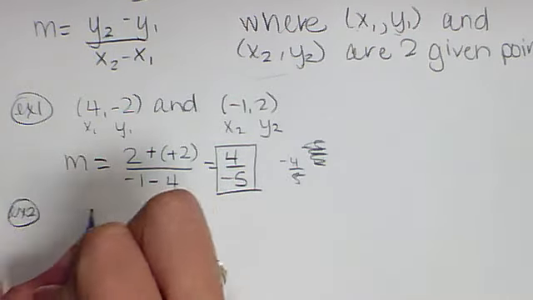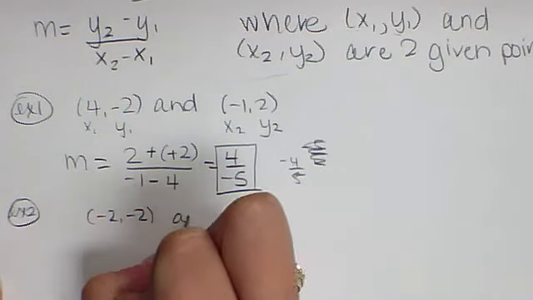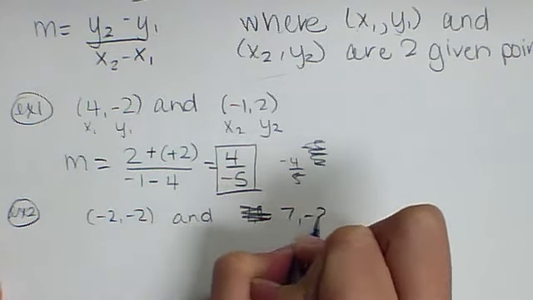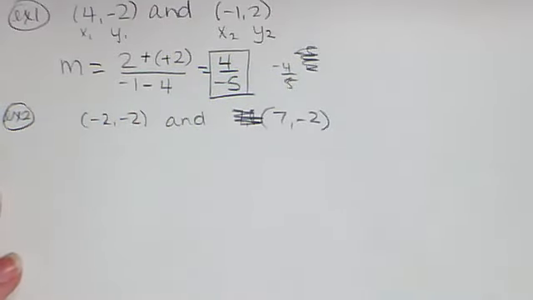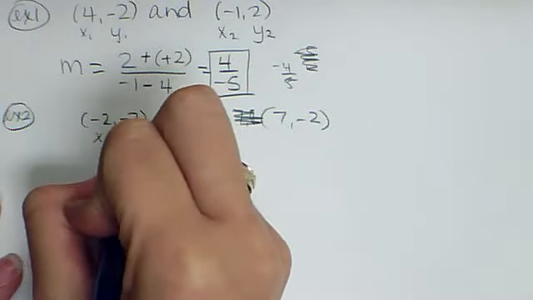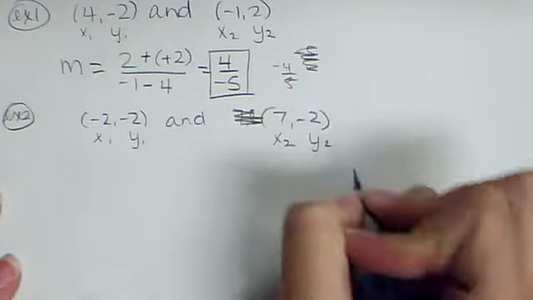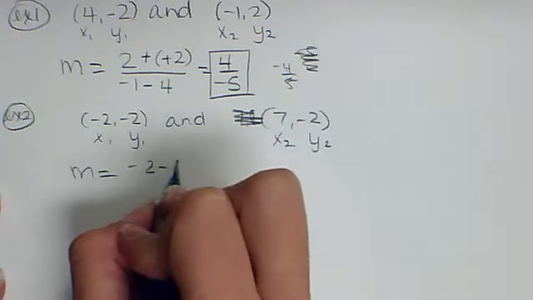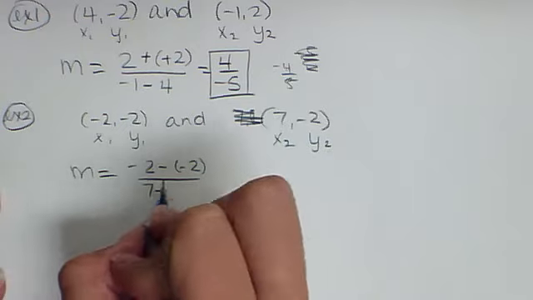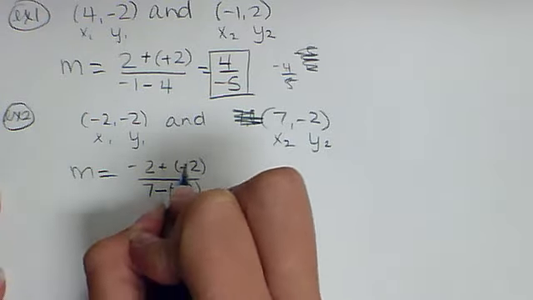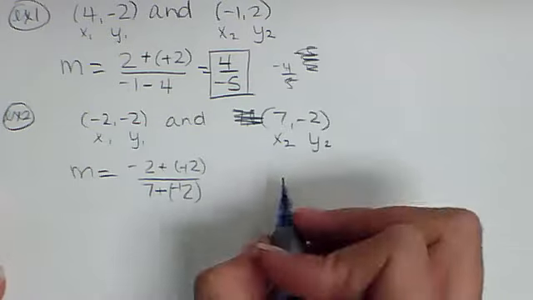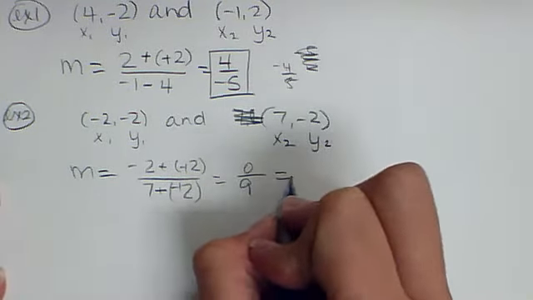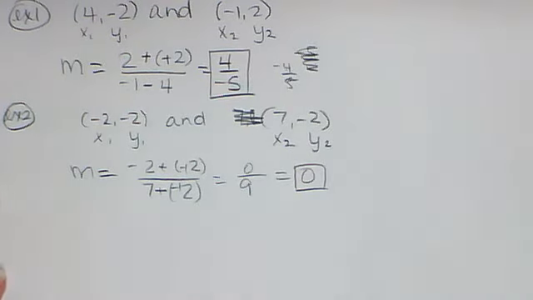Let's look at another example. Negative 2, negative 2, and 7, negative 2. Okay, if we label everything, we have x1, y1, x2, y2. We're going to plug that into our formula. So we have negative 2 minus negative 2, 7 minus negative 2. Change those negative negatives to positive. We have negative 2 plus 2, which is 0, over 7 plus 2, which is 9. And 0 over anything is 0. And so my slope for that one is 0.